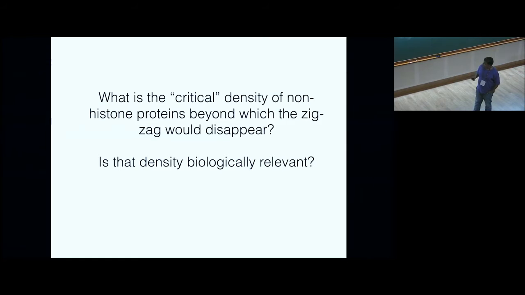So the question is, what is the critical density of these non-nucleosomal proteins beyond which the zigzag would disappear? Because if you do not have any non-nucleosomal protein, you will get a nice zigzag structure, and if you add a lot of these proteins, the zigzag will go away. So is there a density beyond which the zigzag will go away? Is that density biologically relevant? Because otherwise, this wouldn't make sense.